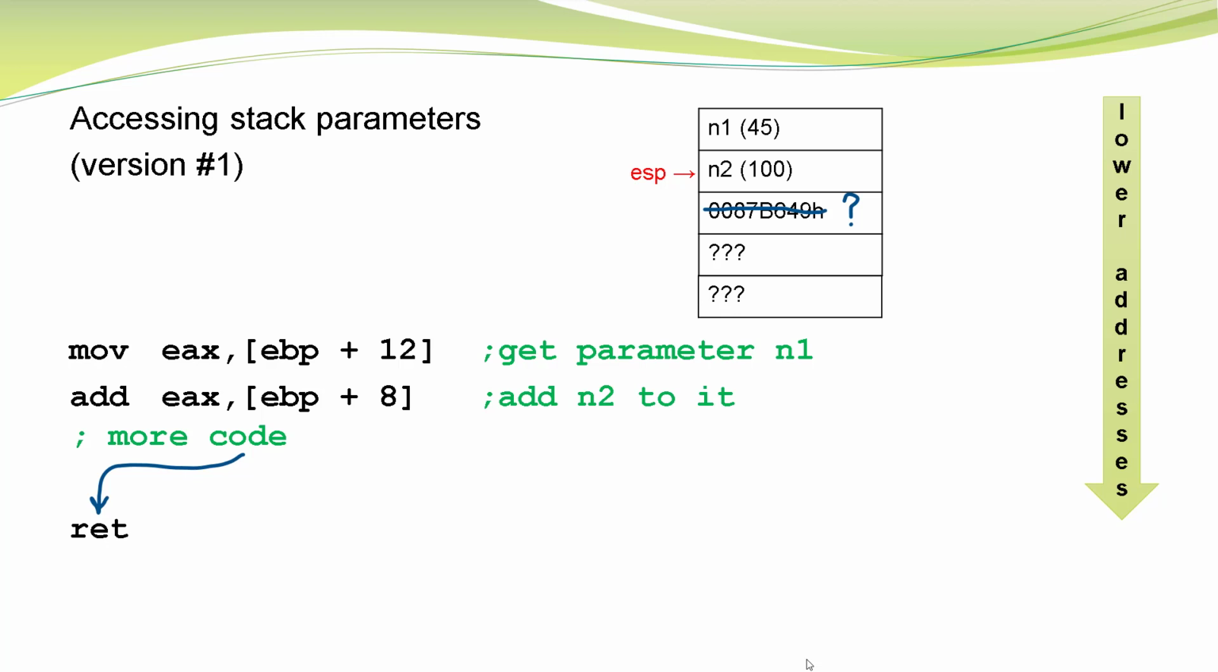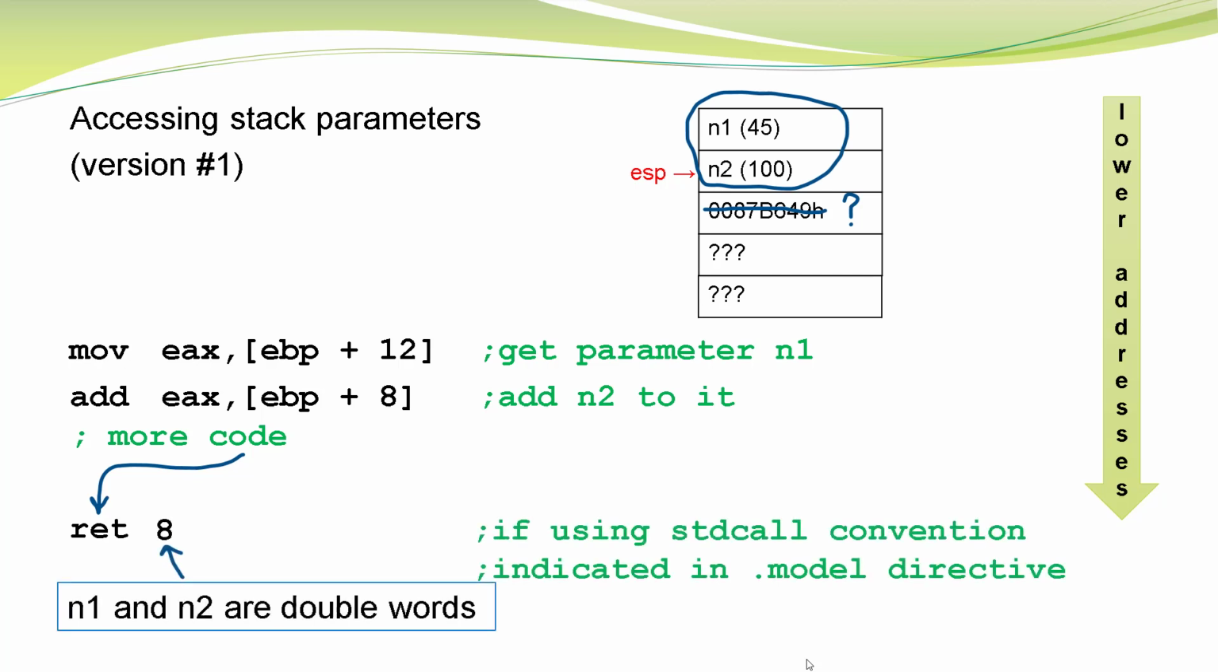But if I've been using the standard call convention, like we've been using, then this procedure has to take care of the problem, and the way you do that is to first figure out how many bytes of extra stuff are on the stack. In this case, I've got 2 double words. That amounts to 8 bytes. And I indicate like this to tell the assembler, hey, add 8 bytes to where the stack pointer's pointing. And that'll fix things.